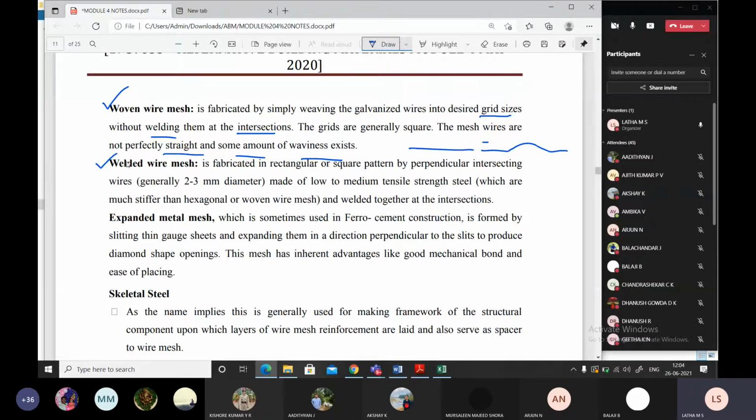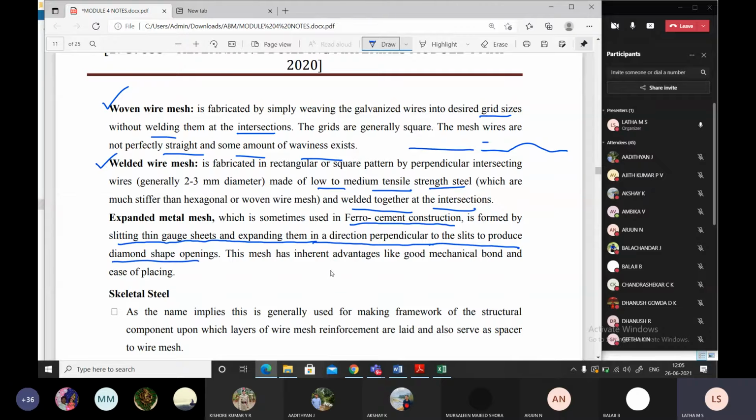Similarly, welded wire mesh is welded at regular intervals, and the mesh can vary from low to medium tensile steel strength, and it is always stiffer and welded together at the intersection. And the expanded type, which is sometimes used in ferrocement construction, is formed by slitting. Slits are formed in thin gauge sheets, and they are expanded in a direction perpendicular to the slits to produce diamond shape openings.